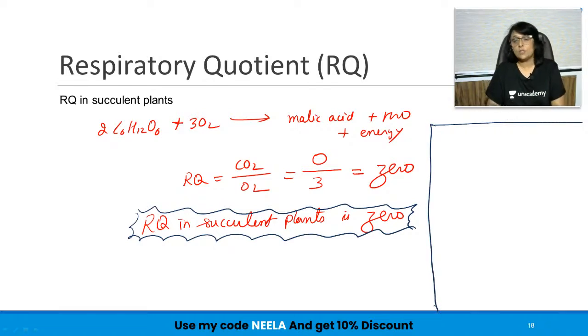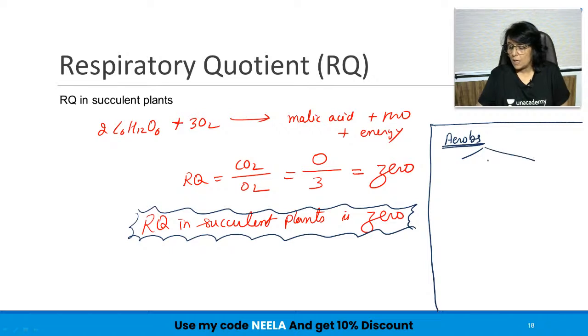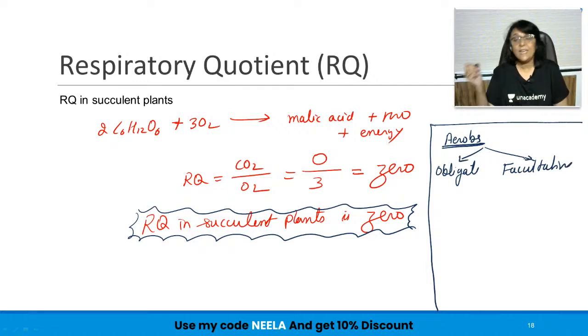Okay, let us talk about obligate or facultative aerobes. What are aerobes? The organisms which require oxygen. Now these aerobes can be obligate or facultative. So we call it obligate aerobe and facultative aerobe.